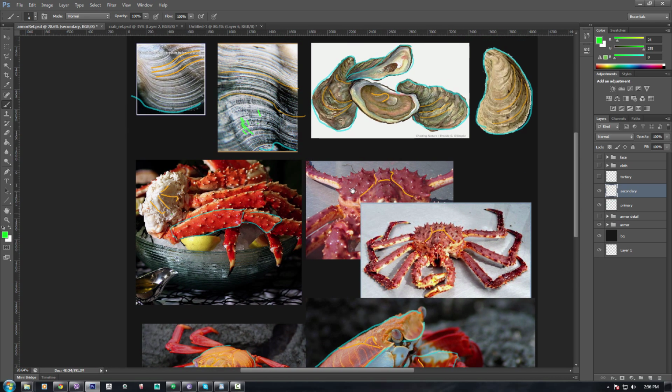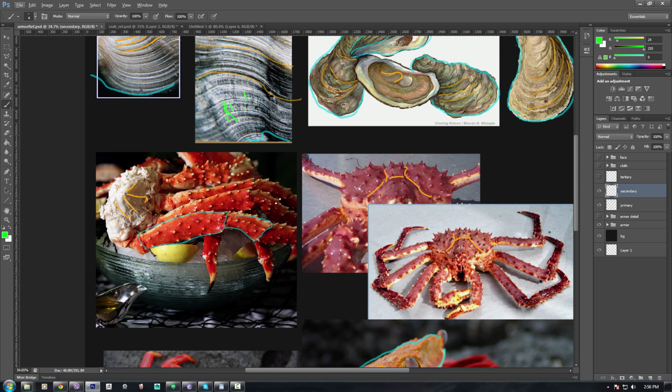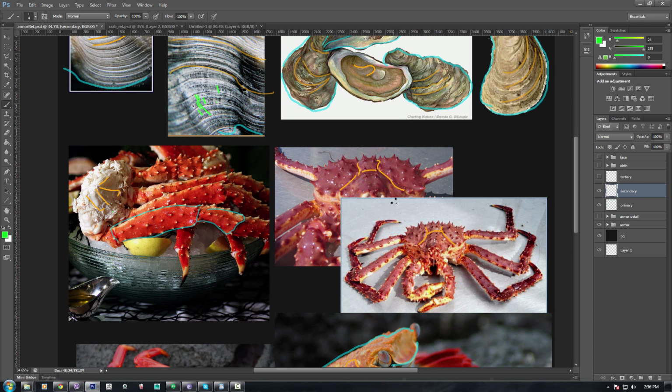So yeah, you can use all the references which you have to your advantage to get a flow or a pattern in your models, and it'll look more realistic.